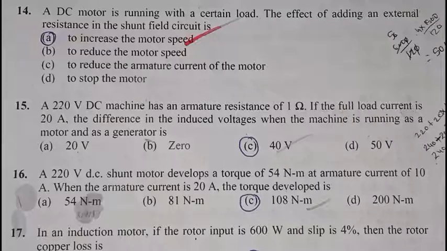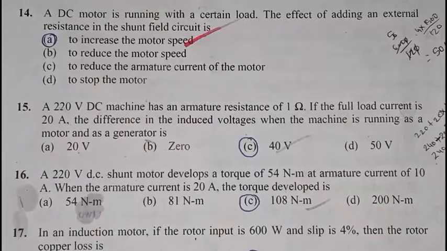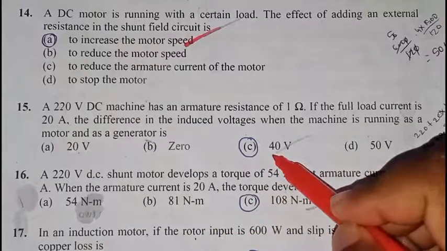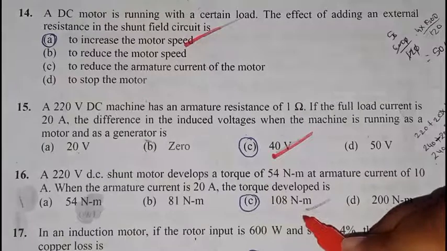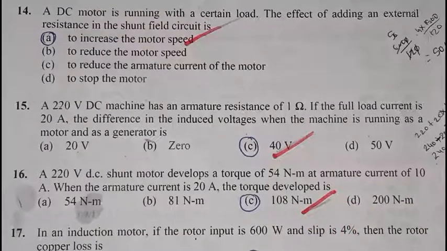If the full load current is 20 amps, the difference in the induced voltages when the machine is running as a motor and as a generator is. Answer option C. 40 volts. Question number 16. A 220 volts DC shunt motor develops a torque of 54 Newton meter at armature current of 10 amps. When the armature current is 20 amps, the torque developed is. Answer 108 Newton meter. Question number 17.